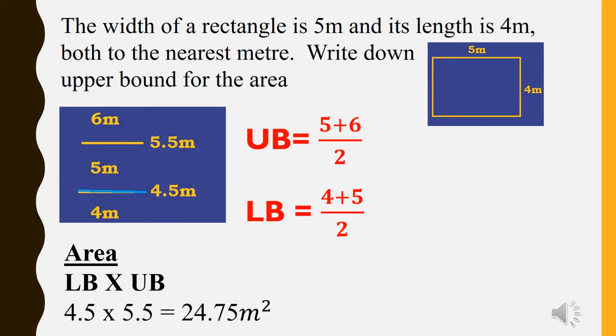So in this example, the lengths given for a rectangle are 4 meters and 5 meters. The lower bound of the length between 4 meters and 5 meters is 4.5. And the upper bound of the length, which occurs between 5 meters and 6 meters, is 5.5. So to calculate the upper bound of the area, we multiply 4.5 meters by 5.5, which gives us the answer 24.75 square meters.